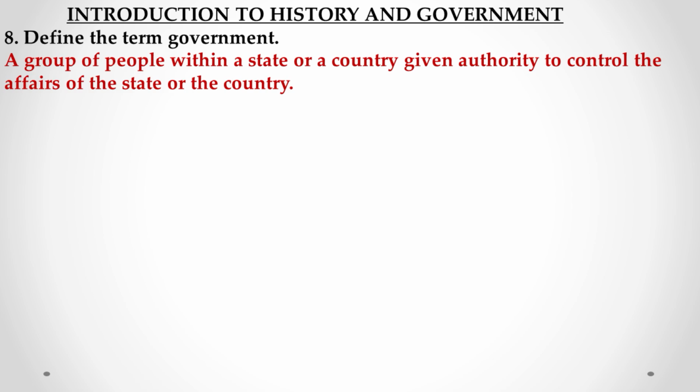Question 8. Define the term government. So a government is a group of people within a state or a country given authority to control the affairs of the state or of the country.